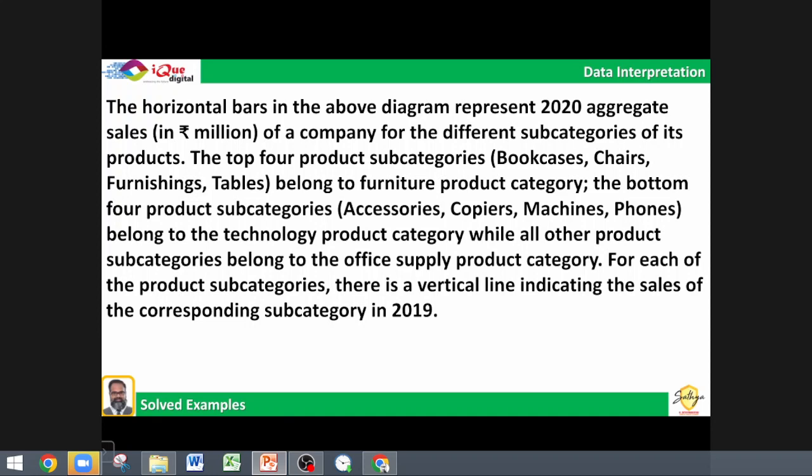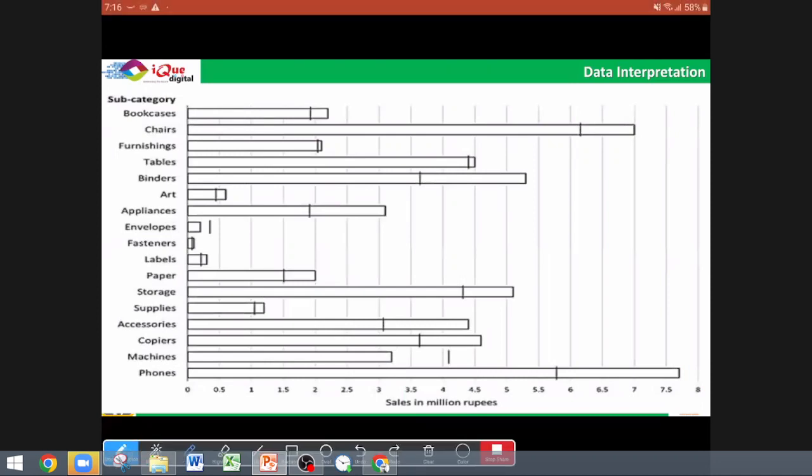So, one category you had bookcase, chairs, furnishing, and tables. They are all furniture. Then the bottom four, so accessories, copiers, machines, and phones, they are all tech. And all the other ones in the middle, they are the office supply product category. And then it says for each of the product category, there's a vertical line indicating the sales of the corresponding subcategories in 2019.